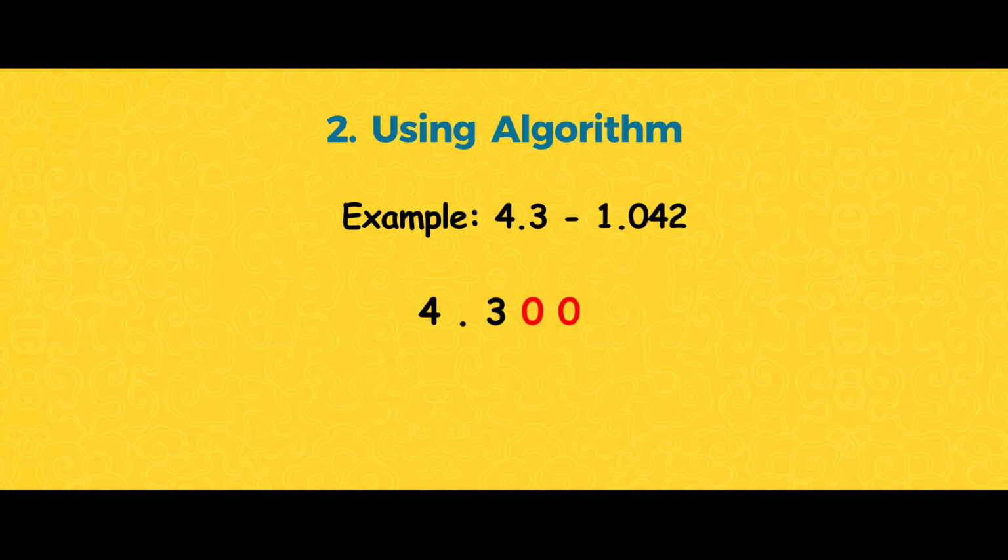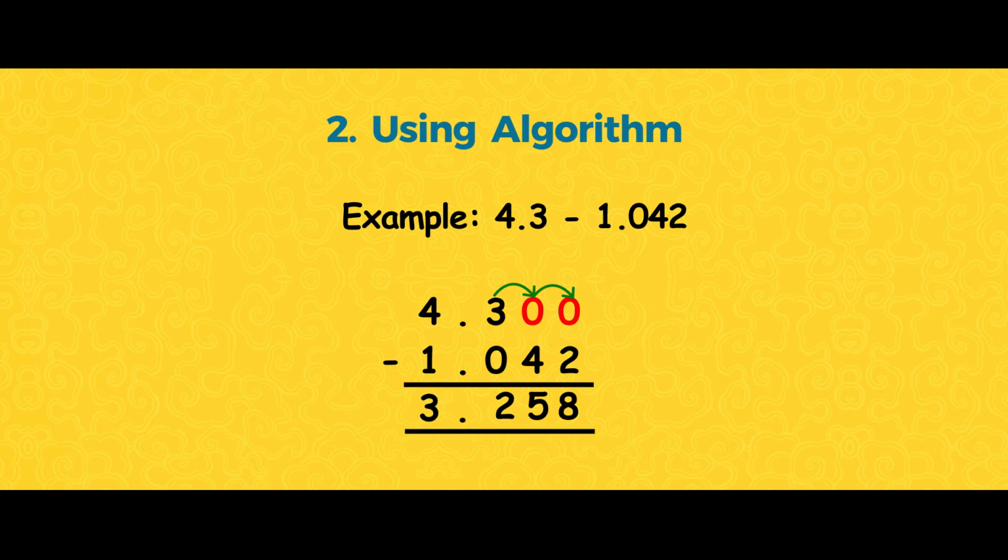4.300, 1.042. So when you subtract, you can't directly subtract, isn't it? You have to do some regrouping there. So when you regroup, you get 10, so 10 take away 2, you will remain with 8. And then from 9, take away 4, you will be remaining with 5. And then 2, there you have 2. So 2 take away 0, 2. And then 4 take away 1 is 3.